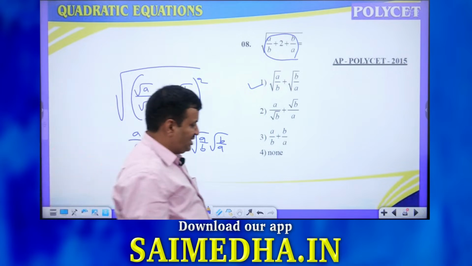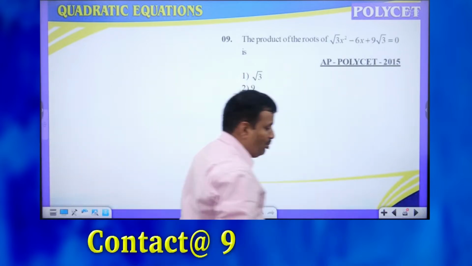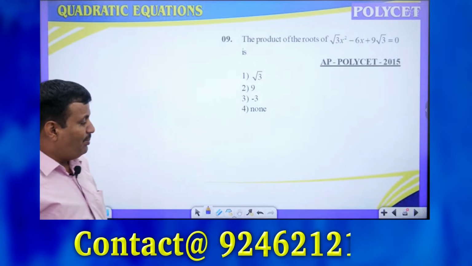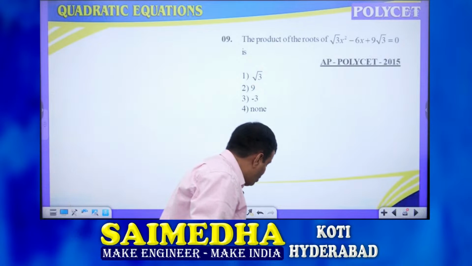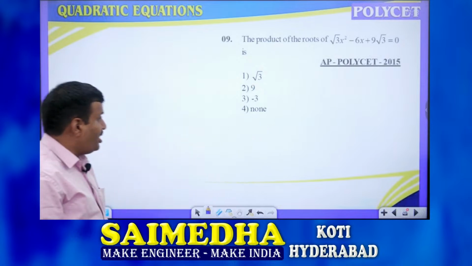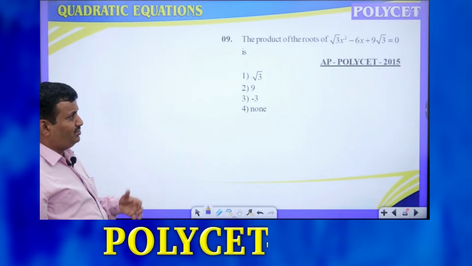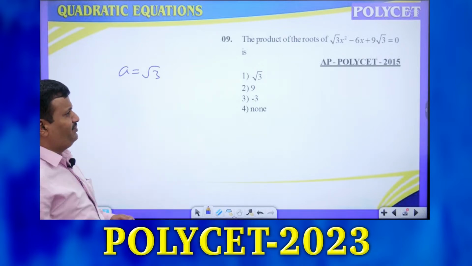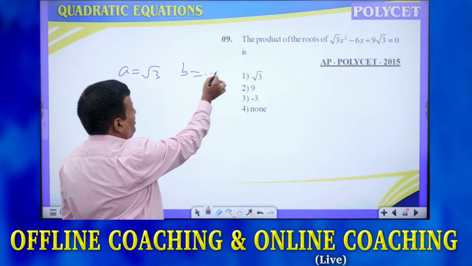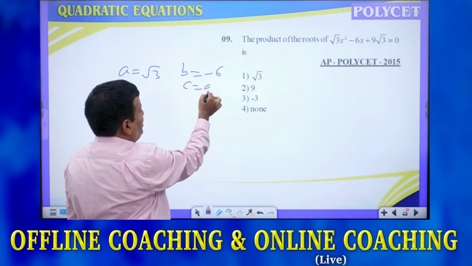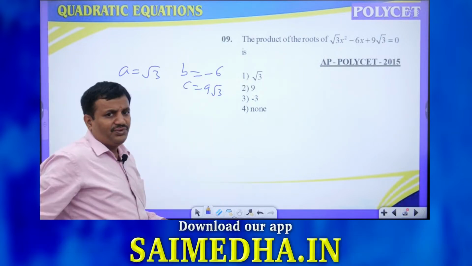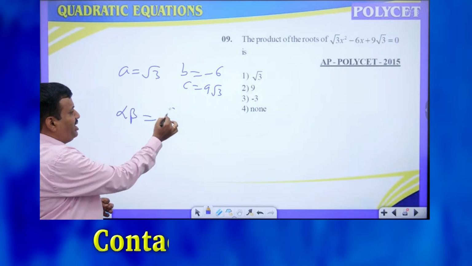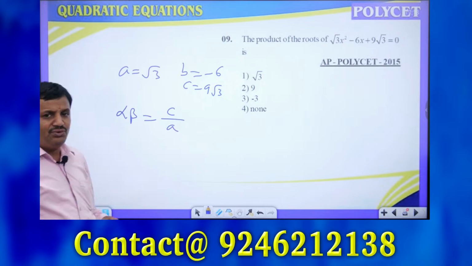Yes, everyone is following. This is a very interesting topic in the Polycet, quadratic equations. The product of the roots of the quadratic equation. What is the a value here? Root 3. What is the b value? Minus 6. C value is 9 root 3. What is the formula of the product of the roots? Alpha into beta is c by a.